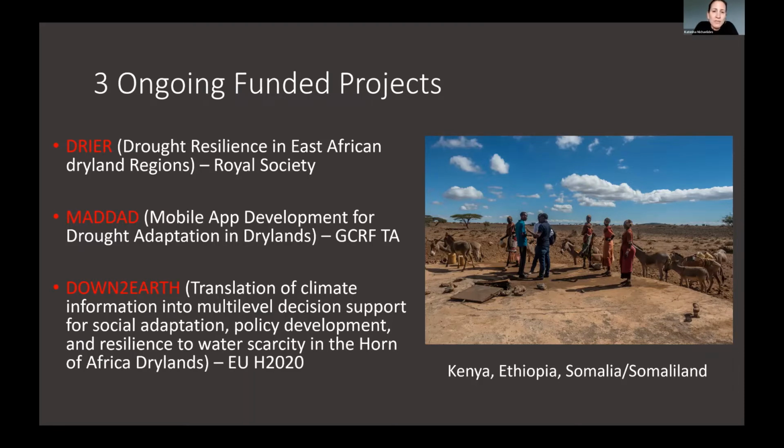The grants are very multidisciplinary and involve social sciences. We do work on the ground with communities to understand barriers and opportunities for adaptation to climate. We do tool development, model and mobile phone app development. We work with policy and we collaborate with some of the big climate services providers in the East Africa region, particularly ICPAC, for those of you who are familiar. Our geographic focus is Kenya, Ethiopia, and Somalia and Somaliland.